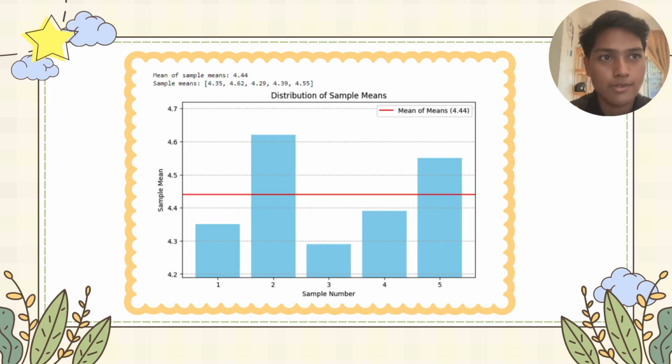This is the example in the chart visualization. We have the terms 4.35, 4.62, 4.29, 4.39, and 4.55. The sample mean after we calculate it is 4.44. The red line represents the value of the mean of the means.